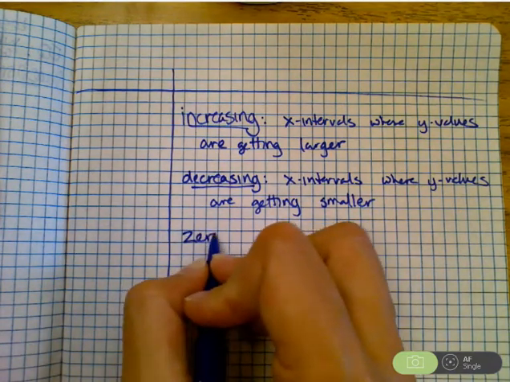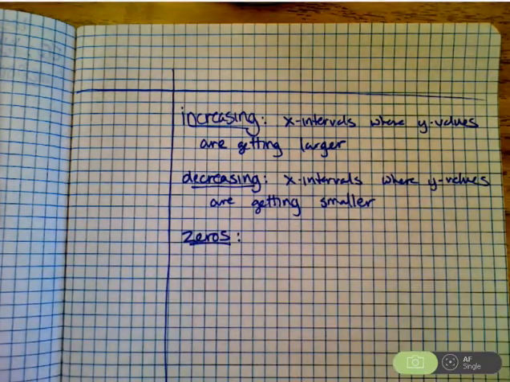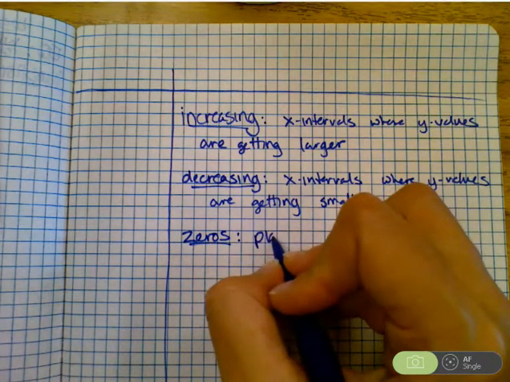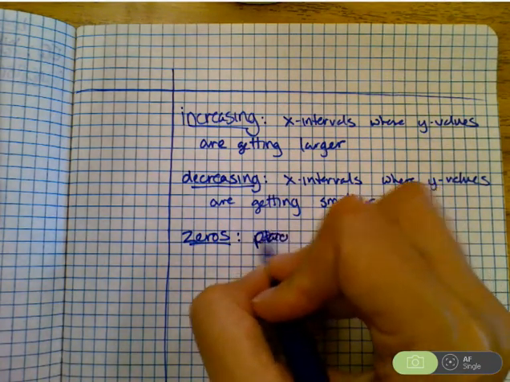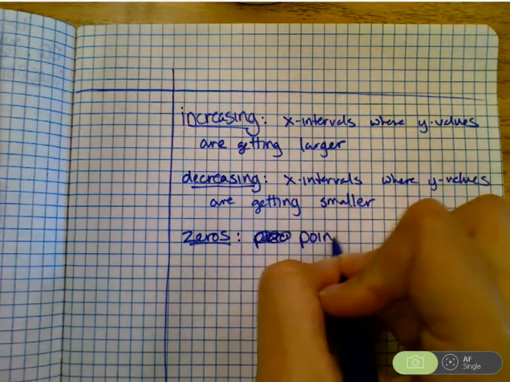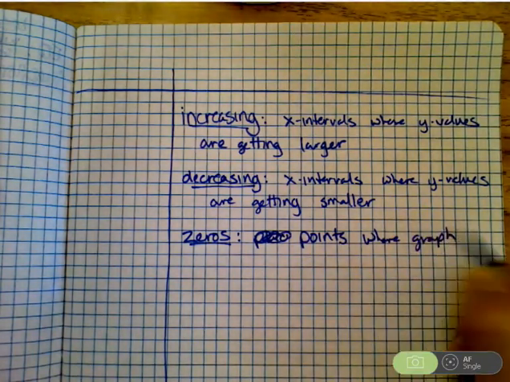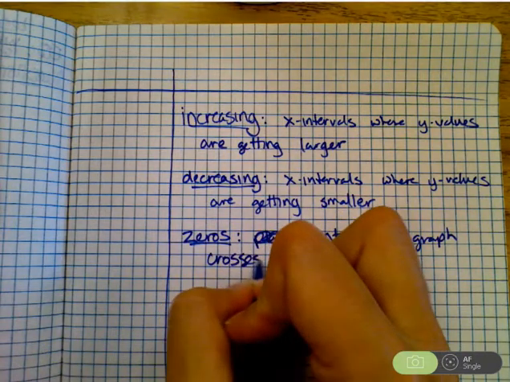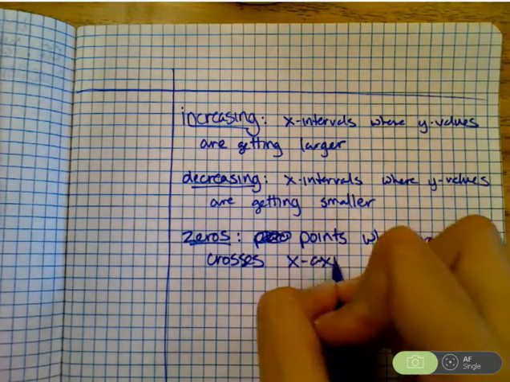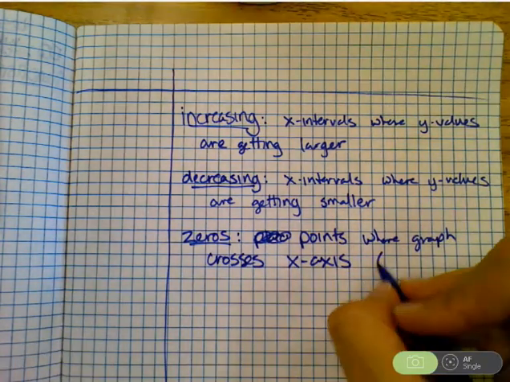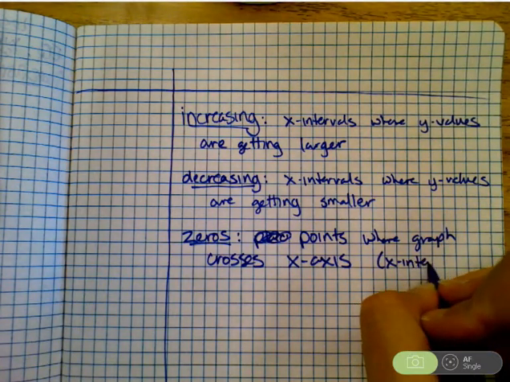And finally, zeros, and this one's probably familiar. Zeros are all the places, we'll say points to be more precise, where the graph crosses the x-axis, also known as x-intercepts.